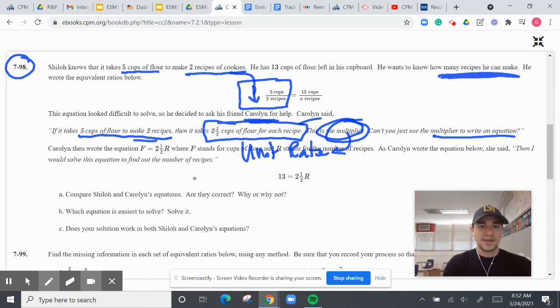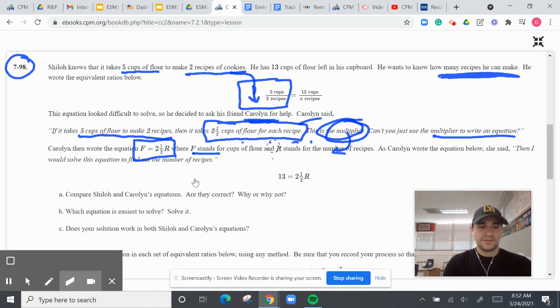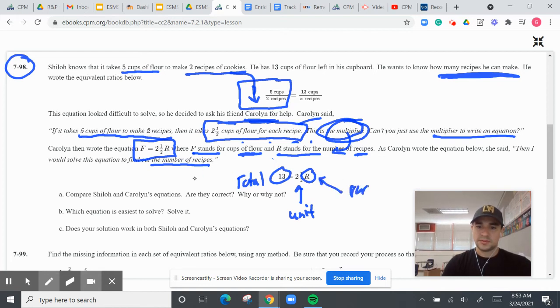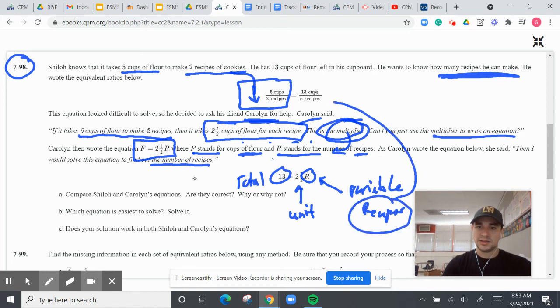So we wrote F, where F stands for flour, and that's our total, right? And then R stands for the number of recipes. Then I would solve this equation to find out how many recipes. So then we have 13, which is our total. For our cups, we have our unit rate here, and then we have our variable, which is our recipes. And recipes, look right here, is x recipes. So we know that R is going to be our x.